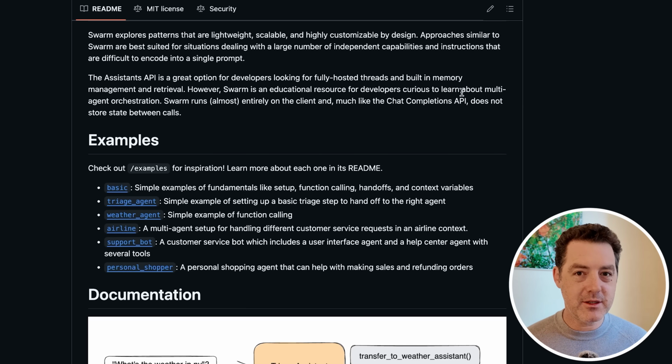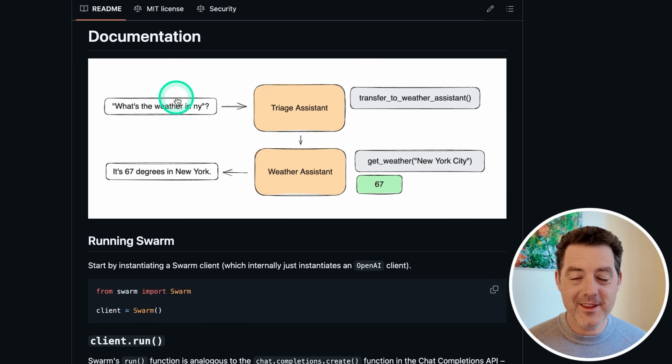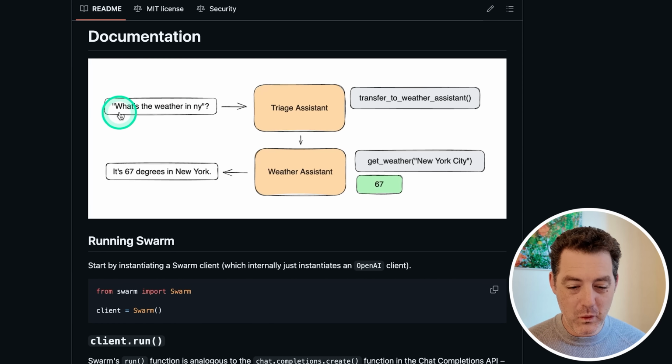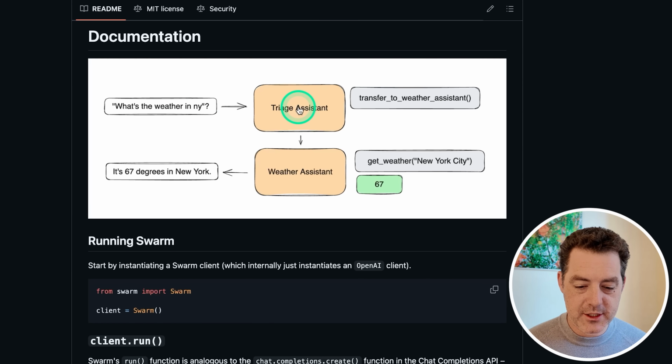Now, because it's open source, you can likely plug in any model that you want. It is not specific to OpenAI models, but I have a feeling it works best with those models. Here's an example, and oddly enough, it is about New York. What's the weather in New York? Triage assistant transfers to the weather assistant. So that's kind of unique, where it's a really explicit way of transferring between agents.